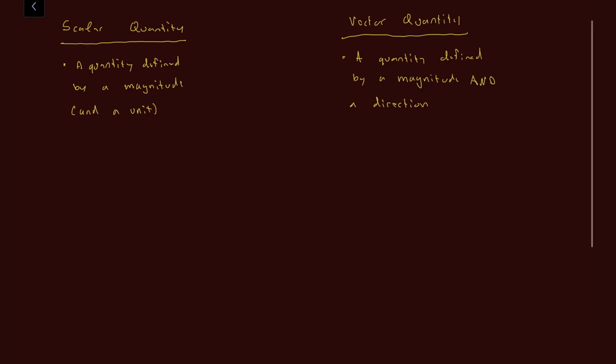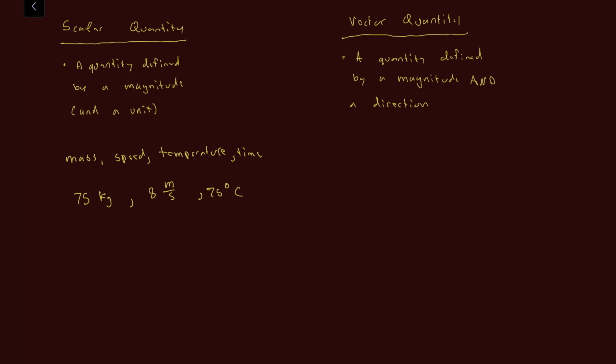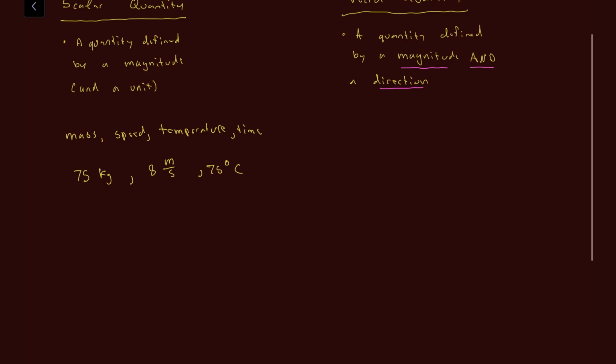But first, let's give you some examples of scalar quantities. These are things like mass, speed, temperature, and time. They only require the number, the magnitude, 75, and then the unit, kilograms. Or maybe someone is moving at 8 meters per second. Or maybe it's 75 degrees Celsius. All that you need is the magnitude and the unit. A vector quantity, however, needs a magnitude and a direction. So let's look at an example.